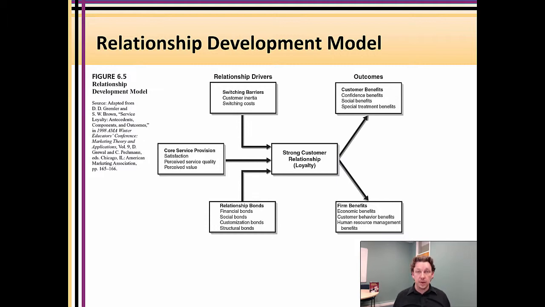The bonds are a new element here: financial, social, customization, and structural. Particularly, pay attention in detail to the social and the customization bonds. Particularly with e-marketing, financial bonds are really easy for opponents to compete on with price matching and price customization. It's the social bonds, the personal loyalties, and the customization bonds. You know, I know their product offers and I know their quality, and the company knows me, lets me customize, and the company knows my problems and can solve them.